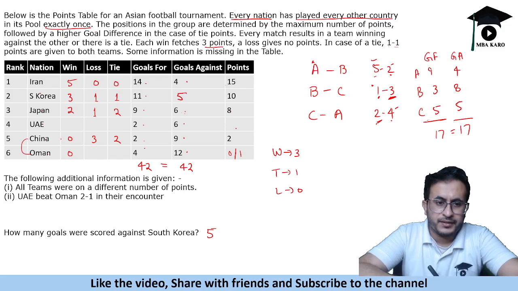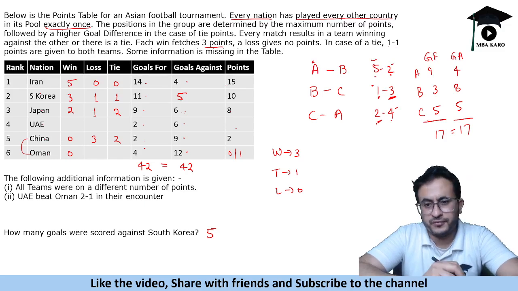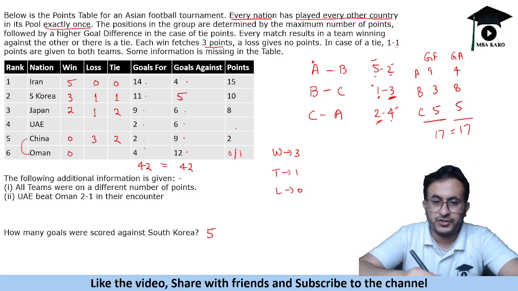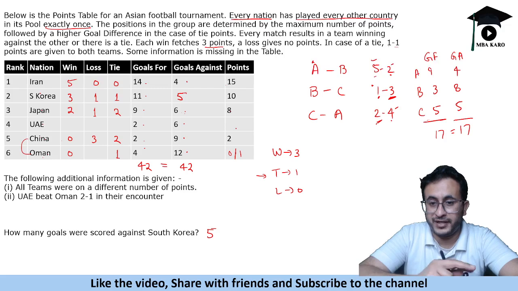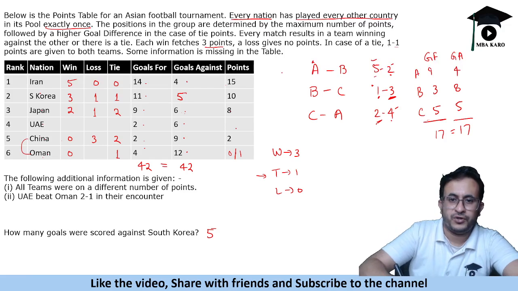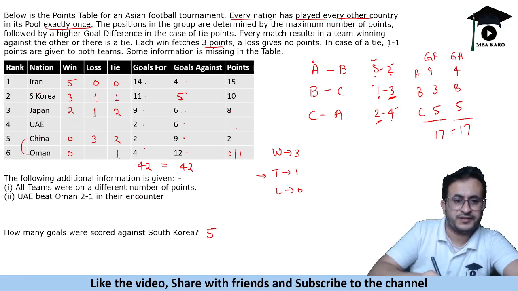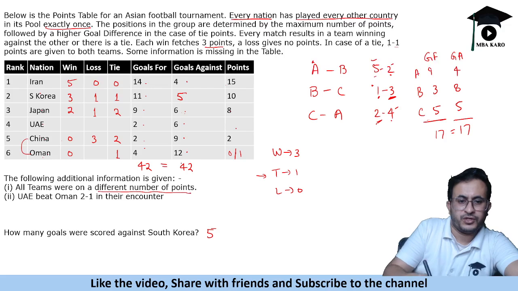Now, China has 0 wins, Oman has 0 wins. So none of them won the match. So what happened? That match was a tie. So China versus Oman is a tie match. So that means Oman gets 1 tied match. Now Oman cannot have more than 1 tie match because all teams have a different number of points. So Oman can have 1 tie match and 1 point, and 4 losses.